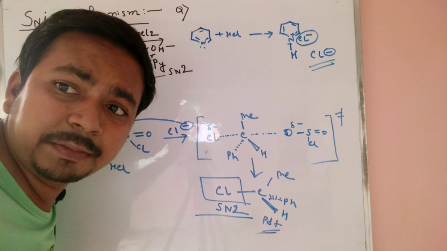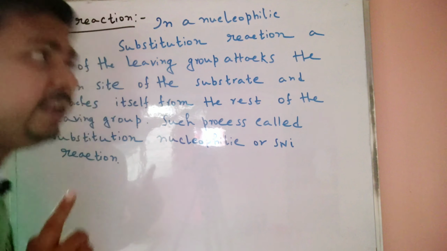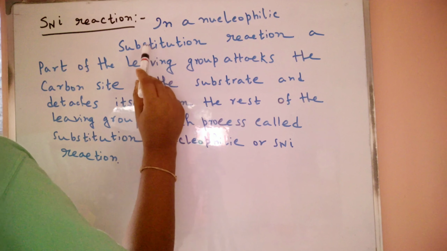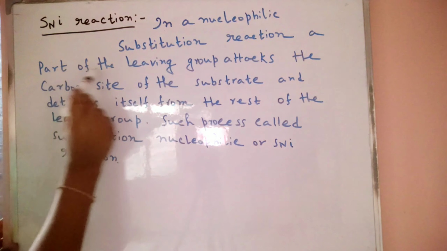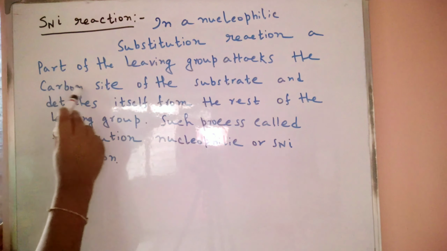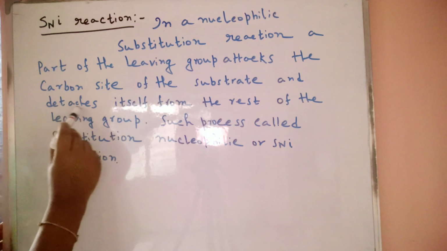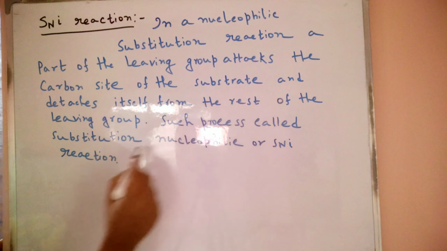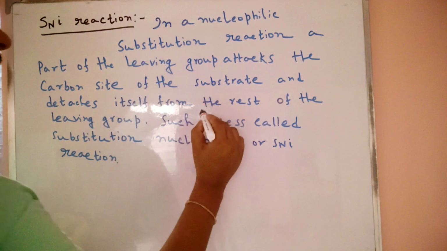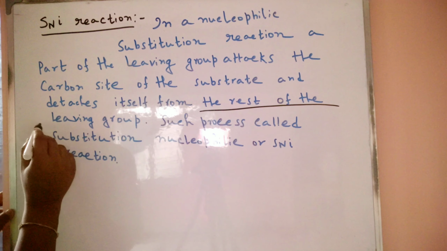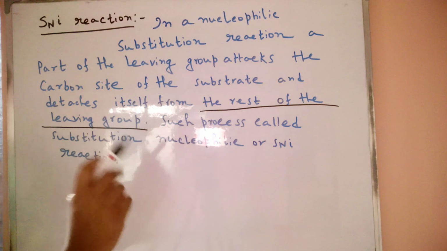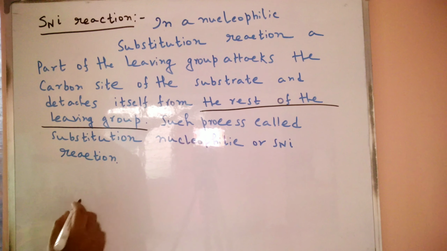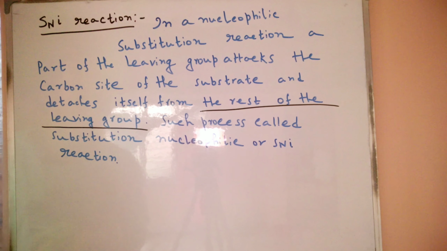That's a very important term. So the definition of the SNi reaction: in a nucleophilic substitution reaction, a part of the leaving group attacks the carbon site of the substrate and detaches itself from the rest of the leaving group. This line is very important: the rest of the leaving group attacks a second time. Such a process is called substitution nucleophilic internal, or SNi reaction. This one is the definition part.